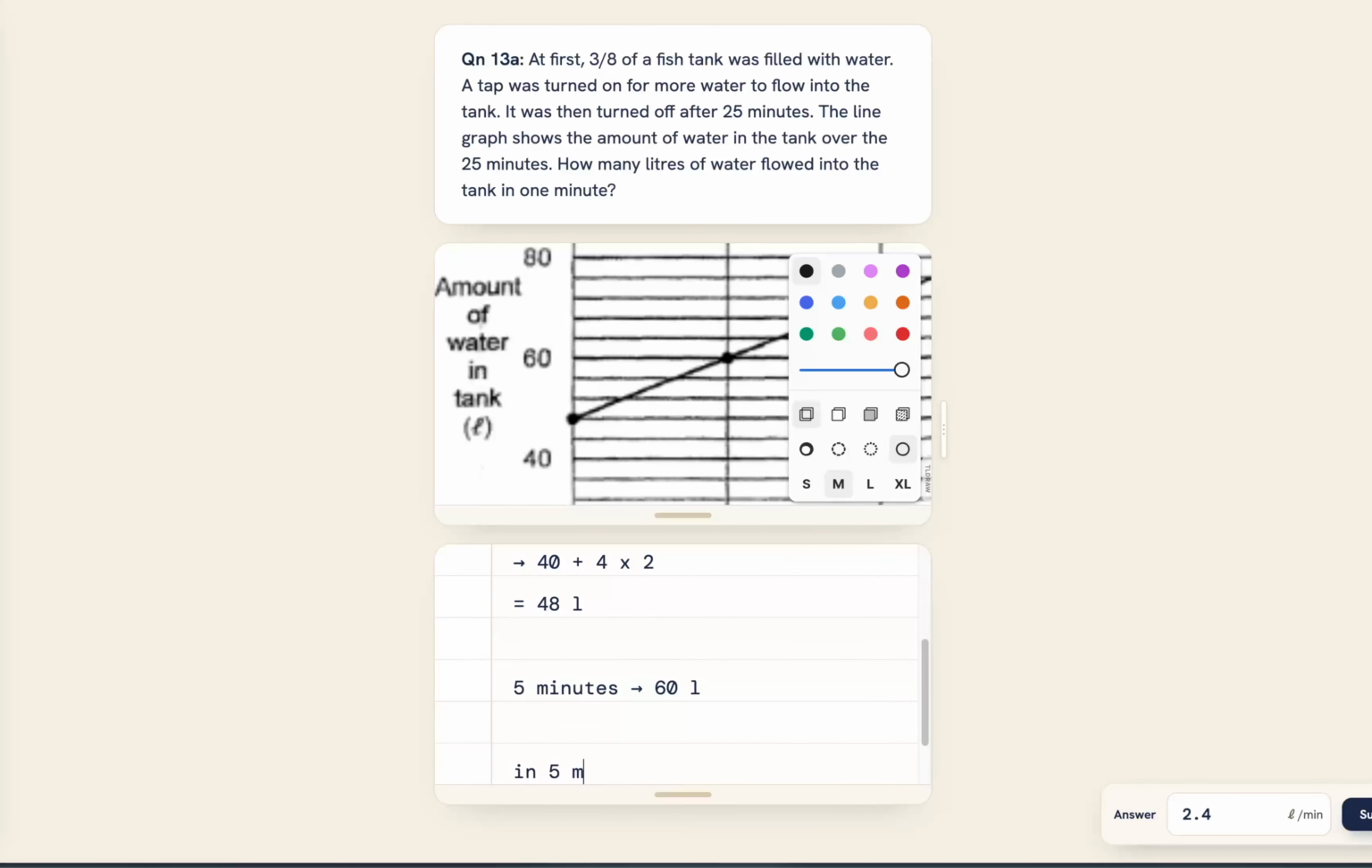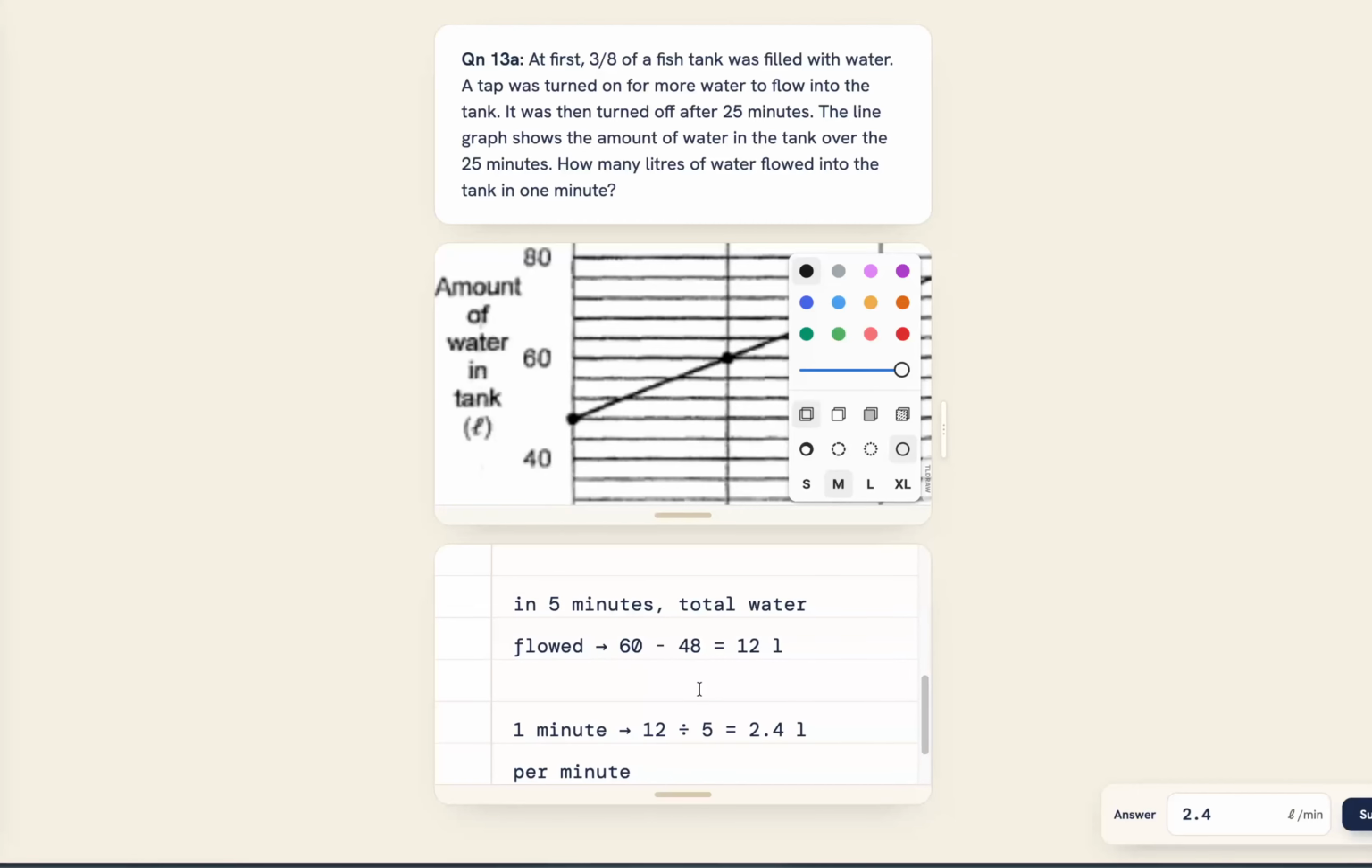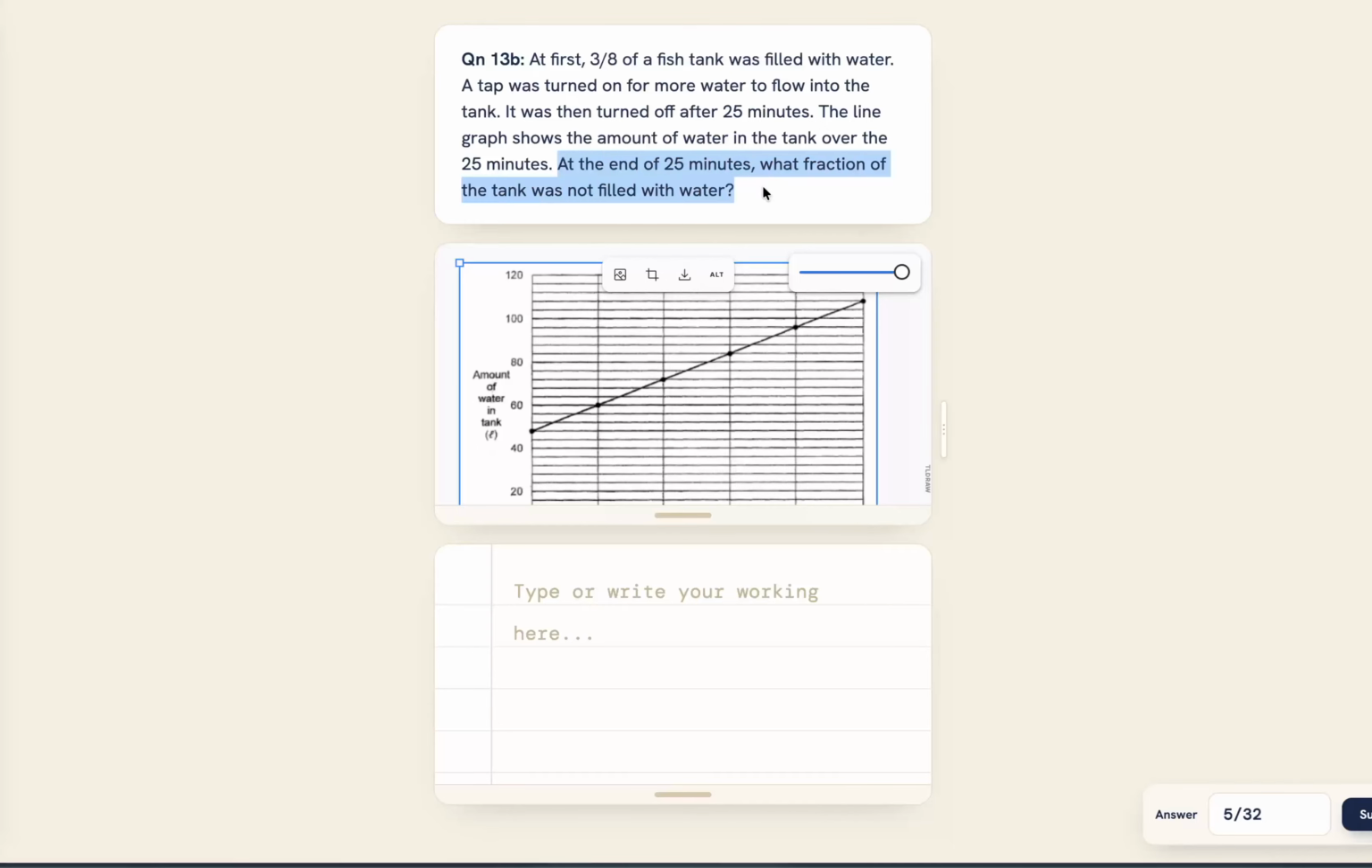So in 5 minutes, the total water flowed in would then be equal to 60 minus 48. This will give us 12 liters. So 1 minute will then be equal to 12 divided by 5. This will give us 2.4 liters per minute. Okay, there you go.